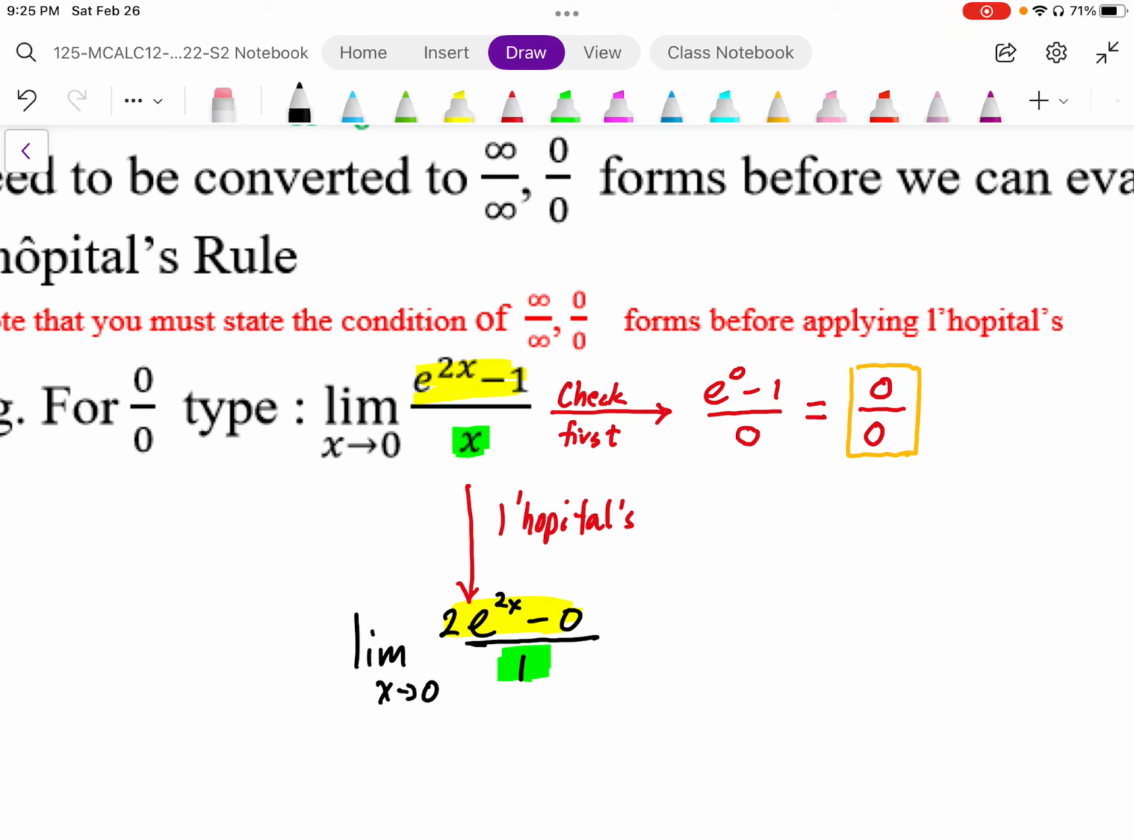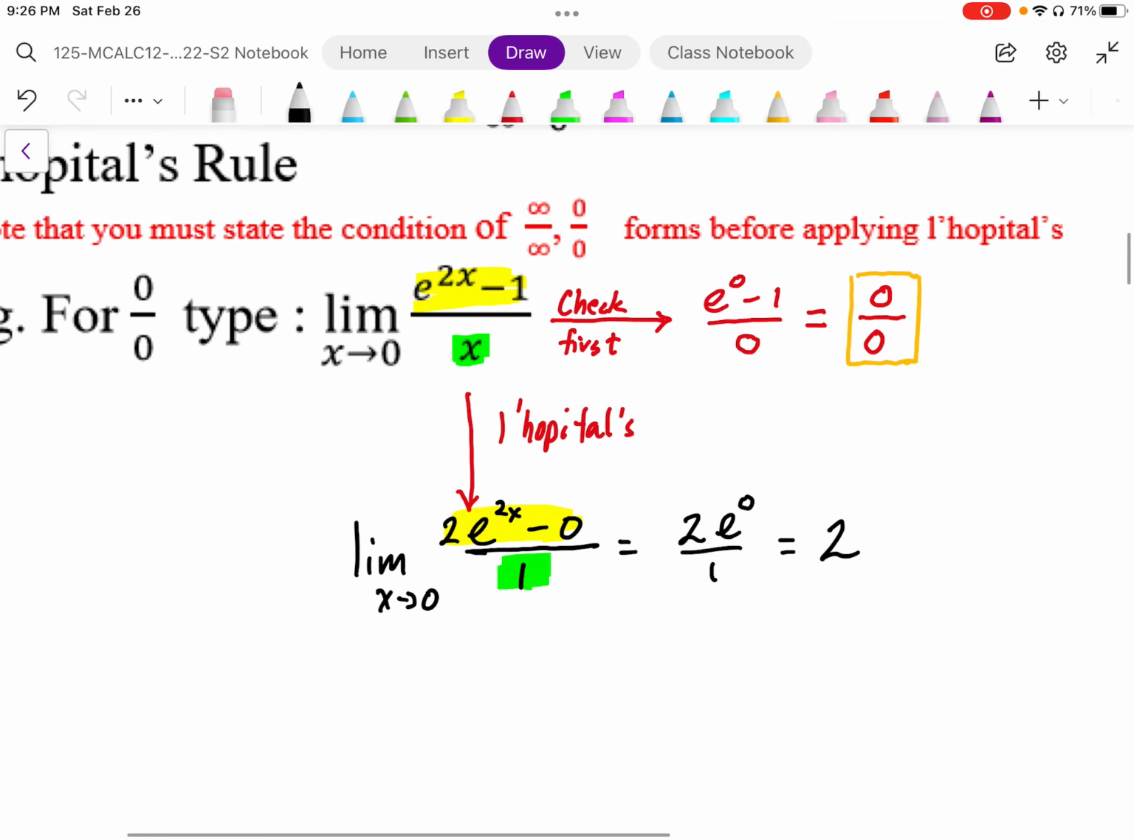What this does is give me another form that I can use. In this form, I can check the limit, and the limit of this new form will equal the limit of the original form. If I check the ratio of the derivatives, it will equal the limit of the original form. So now I can just plug in 0. I get 2 times e to the power 2 times 0, which is 0, over 1. So the limit is equal to 2.